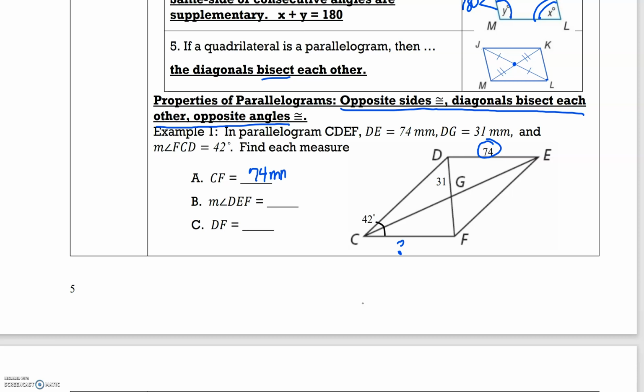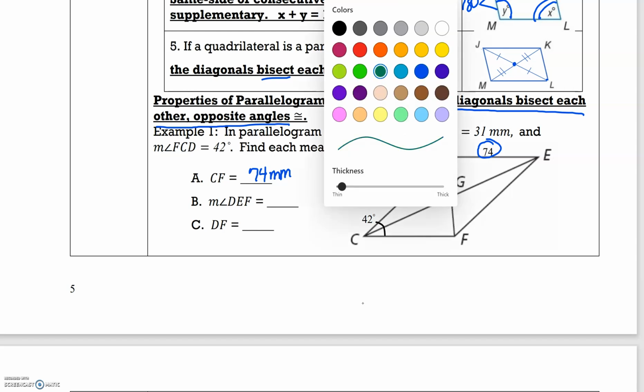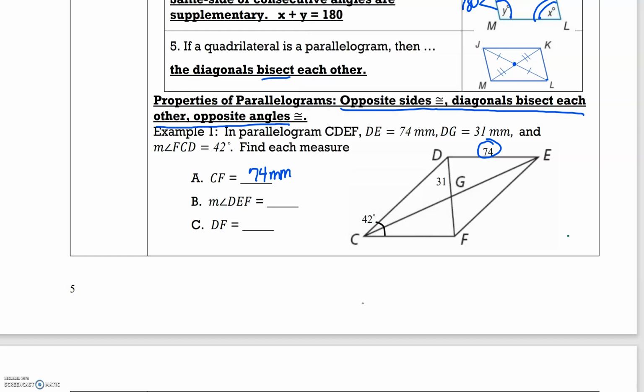And we're in millimeters. And then we are looking for angle DEF. So angle DEF is this angle up here. And we know diagonals bisect each other. Well, that's not a diagonal. Opposite angles are congruent. Oh, opposite angles. Well, this angle, DCF, is opposite of the angle we're looking for. And if it's 42, then that would mean this angle is 42 degrees as well.